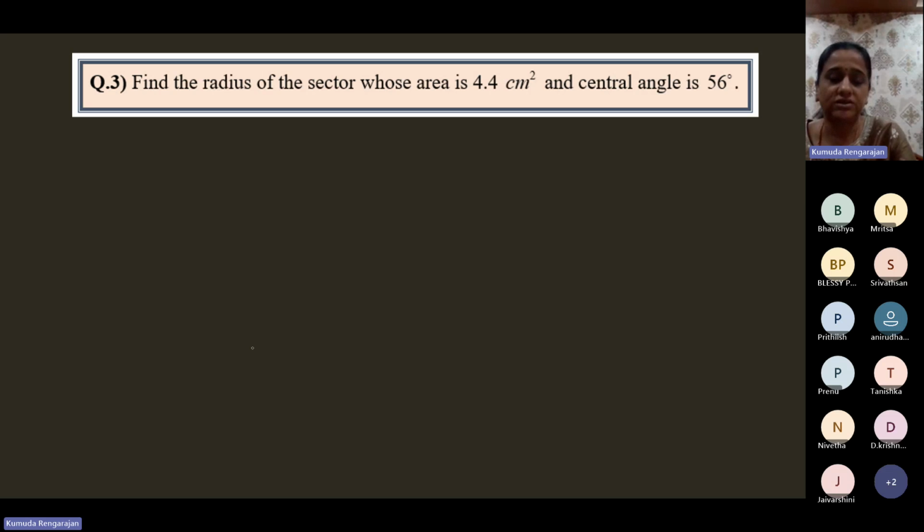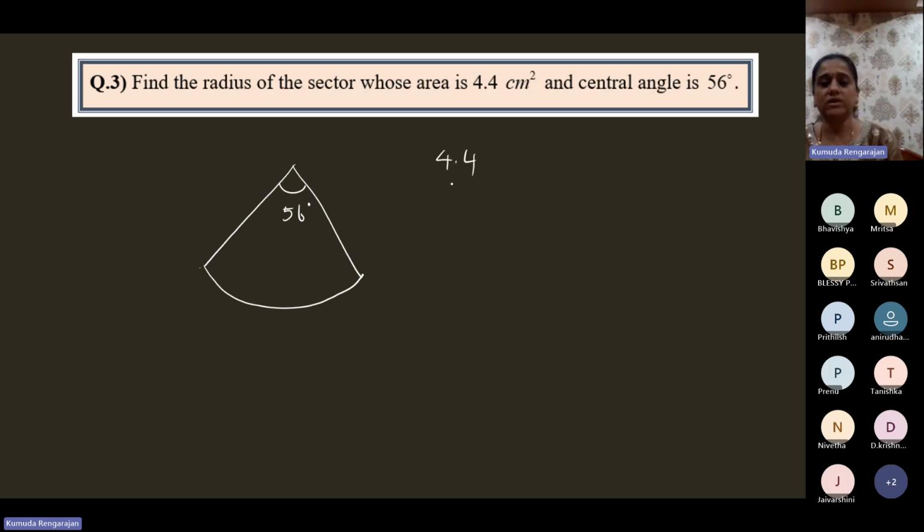Find the radius of the sector whose area is 4.4 centimeter square and central angle is 56 degrees. So this is a sector. The central angle is given, 56 degrees. We need to find the radius of the sector. The area of the sector is 4.4 centimeter square. So given the area and the central angle, you'll have to find the radius of the sector.